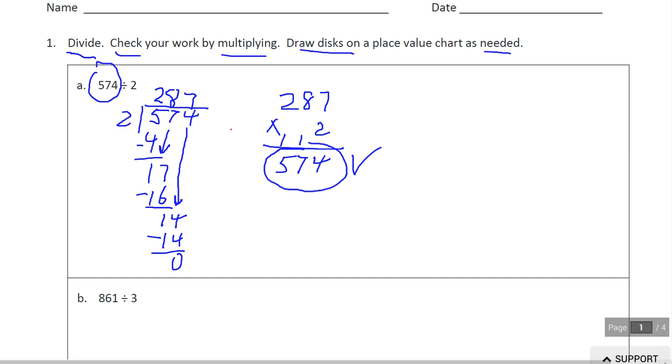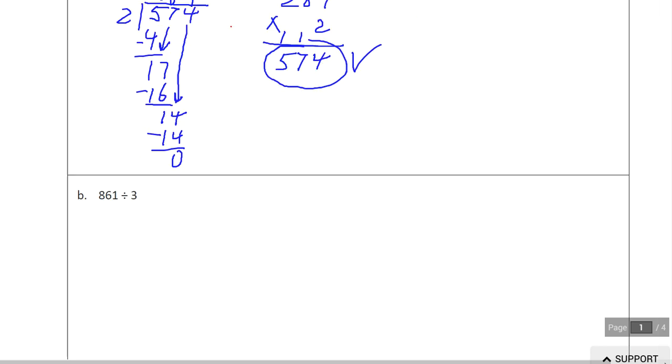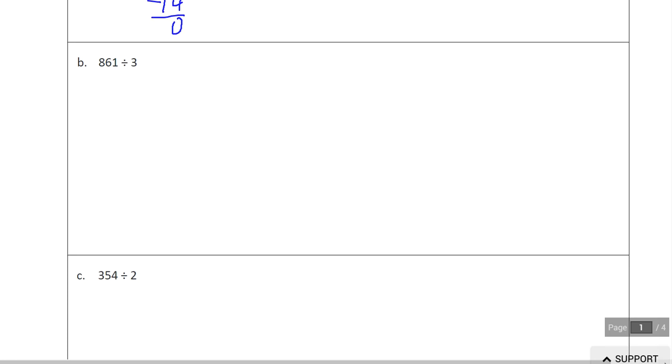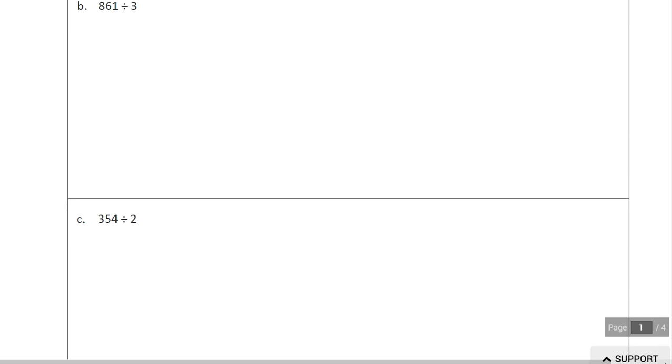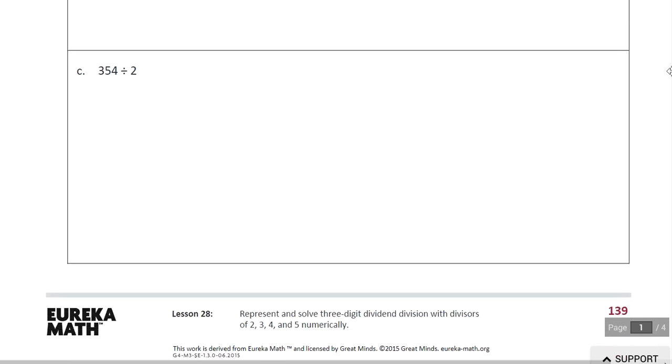Okay, let's move along to the next one, B. And on B we have 800. Well, you know what I'm going to do? I'm going to go down to C and just show what I mean by use place value discs if needed. Well, let's go ahead and start this one with place value discs. Hundreds, tens, and ones.